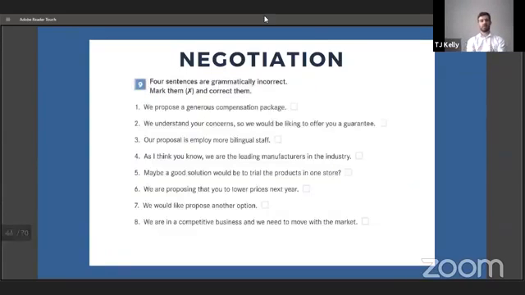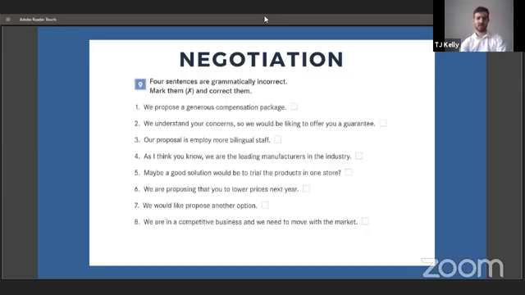Okay, we'll just run through this one quickly. In the book, they ask you to read through each of these sentences, and some of them will be grammatically incorrect. What we need is for you to identify these sentences and to correct them for us. So let's just read through them together. The first one says, we propose a generous compensation package. That sounds okay to me.